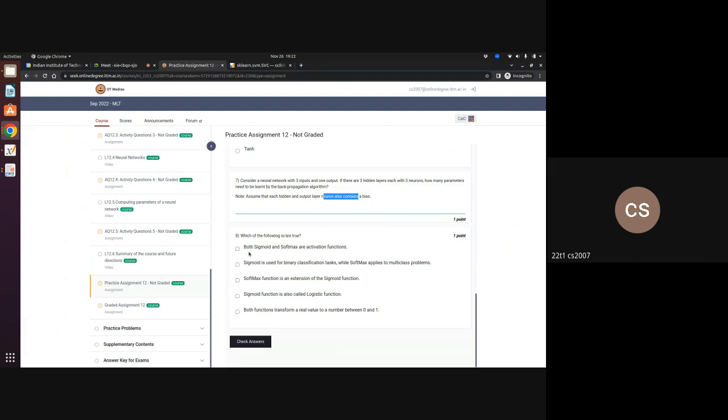Now let's see these options. Both sigmoid and softmax are activation functions, yes. Sigmoid is used for binary classification while softmax applies to multi-class. Softmax is an extension of sigmoid. Sigmoid is also called logistic, we know that. Both functions transform a real value to a number between 0 and 1. So all these are correct.